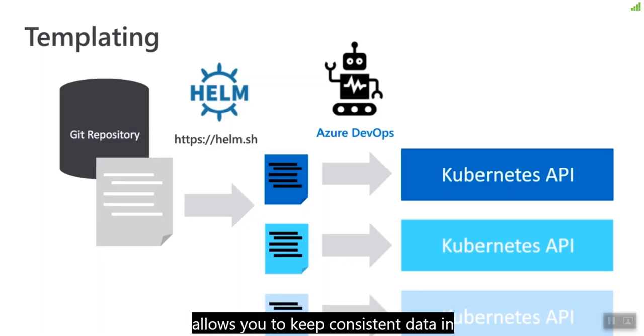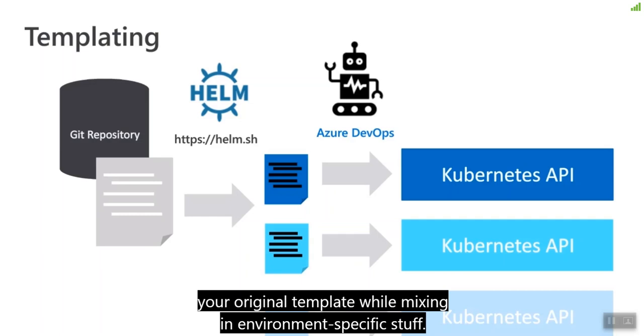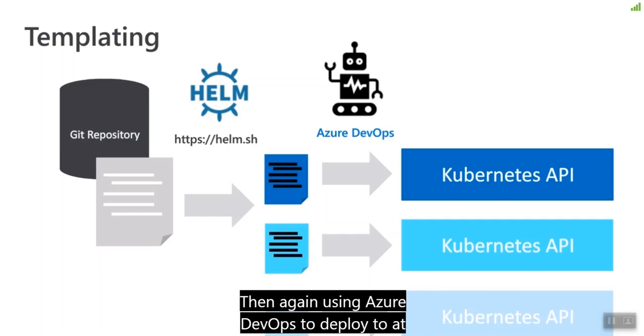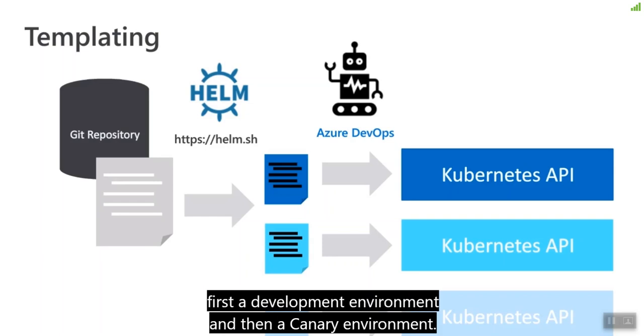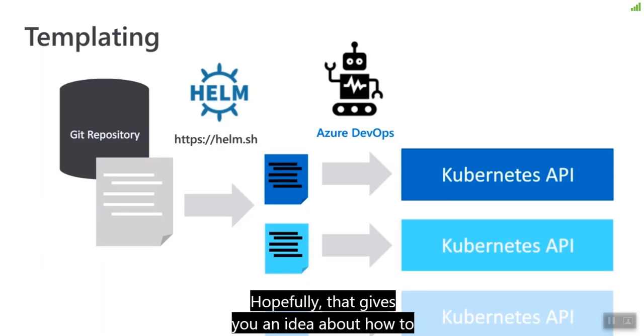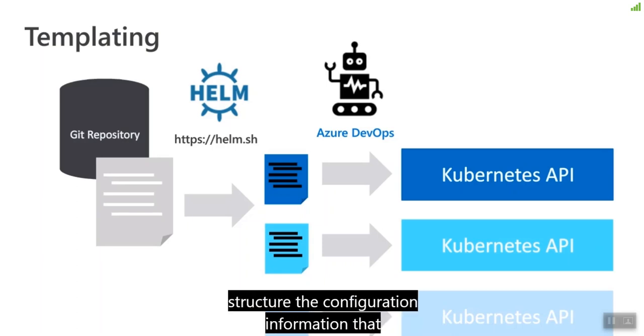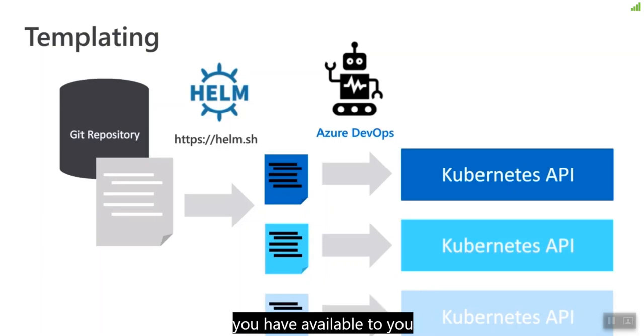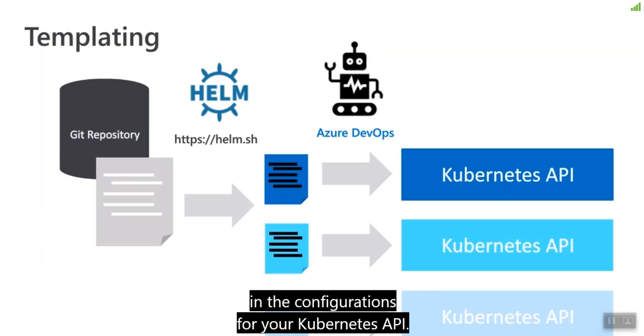That allows you to keep consistent data in your original template while mixing in environment-specific stuff, and then again using Azure DevOps to deploy to, at first, a development environment, and then a canary environment, and if the canary testing works, finally to a production environment. So hopefully that gives you an idea about how to structure the configuration information that you have available to you in the configurations for your Kubernetes API.